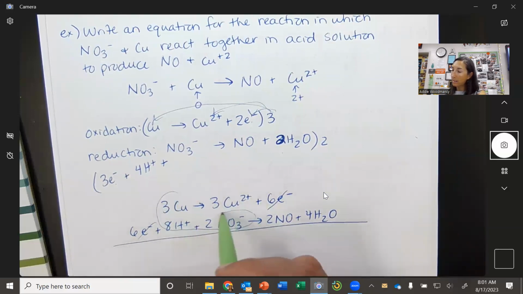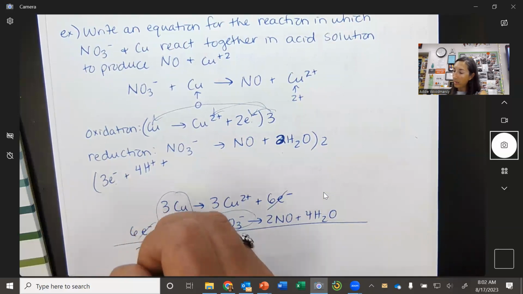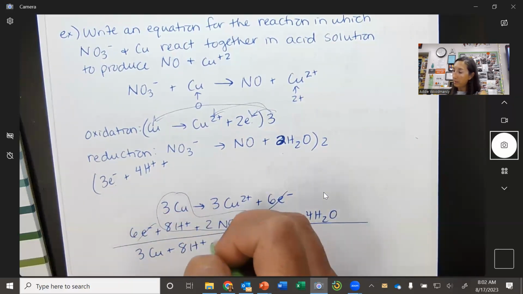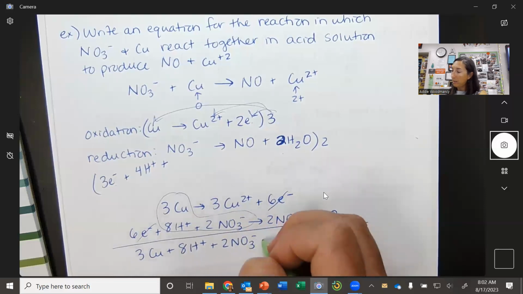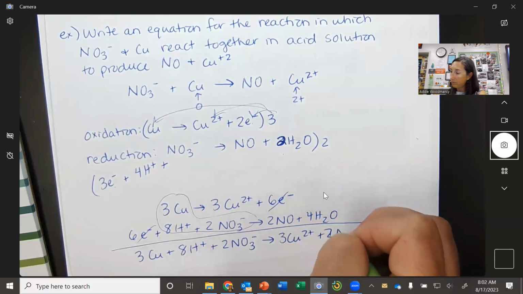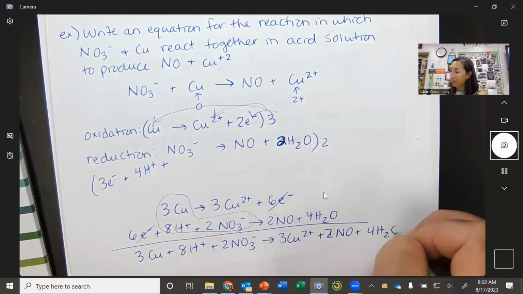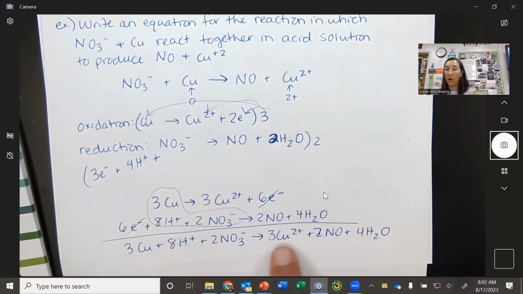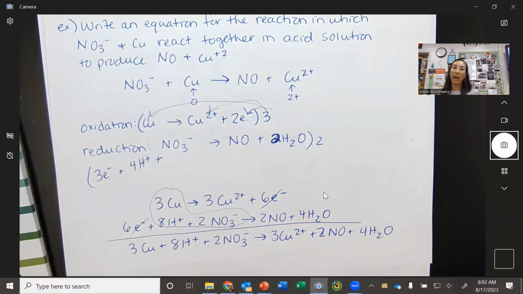So here are my reactants that need to stay on the reactant side. So 3 coppers, 8 hydrogens, 2 NO3s, and the products stay on the product side. So this is all that's taking place whenever you react these 2 reactants together. We don't really see it because it's happening in solution, but this is everything that's going on in your reaction. All right, let's do one more.